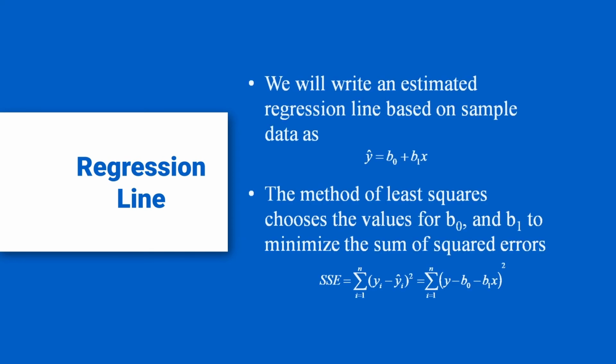So we will write an estimated regression based on sample data as y is equal to b0 plus b1x. The method of least squares chooses the values of b0 and b1 to minimize the sum of the squared errors, and the formula is the summation of i from 1 to n of (yi minus ŷi) squared, which equals the summation of i from 1 to n of (yi minus b0 minus b1xi) to the power 2.